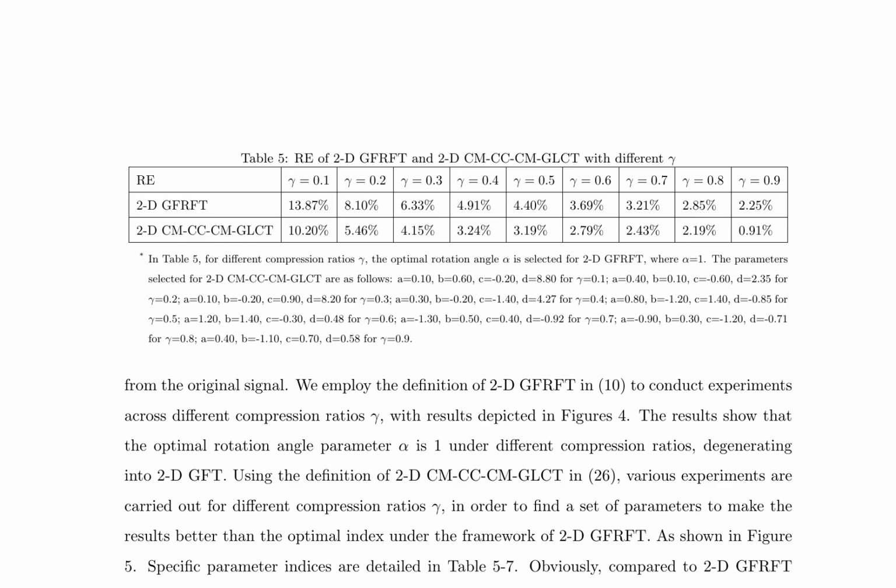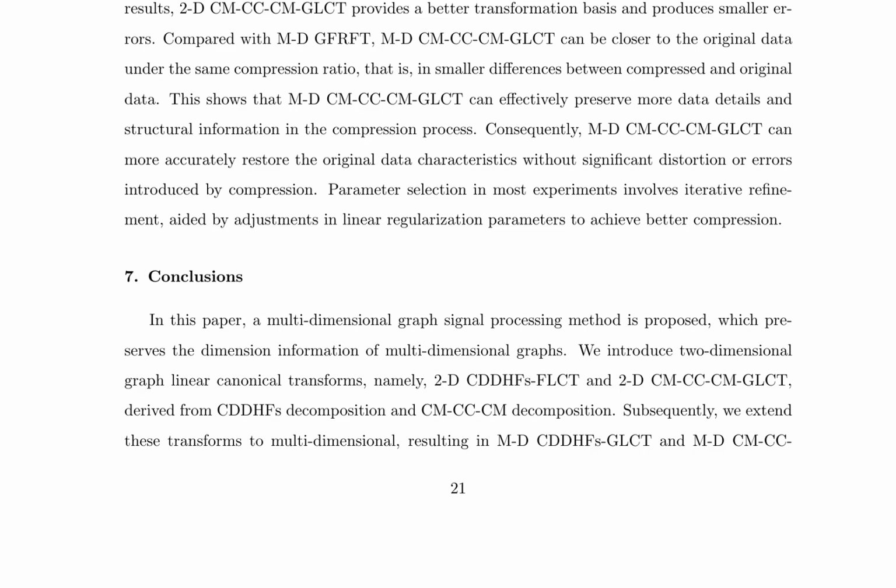Experiments are conducted to evaluate the performance of 2D GFRFT and 2D CM-CC-CM-GLCT under different compression ratios gamma. The optimal rotation angle alpha is selected for 2D GFRFT, where alpha equals 1, degenerating into 2D GFT. The results show that 2D CM-CC-CM-GLCT provides a better transformation basis and produces smaller errors compared to 2D GFRFT.